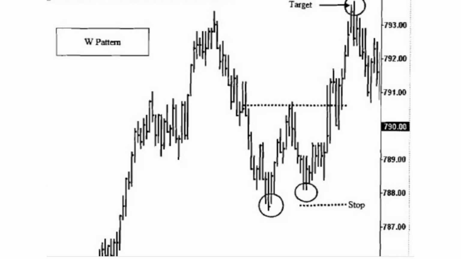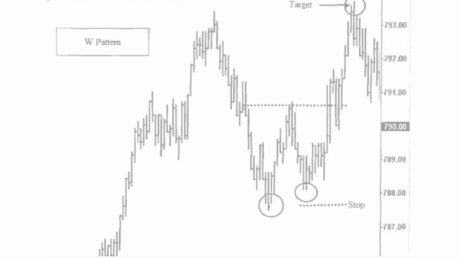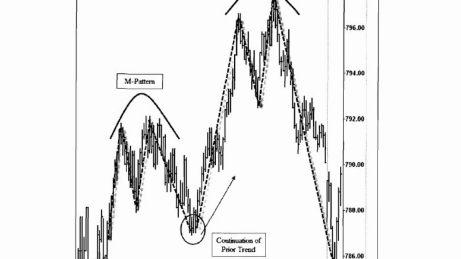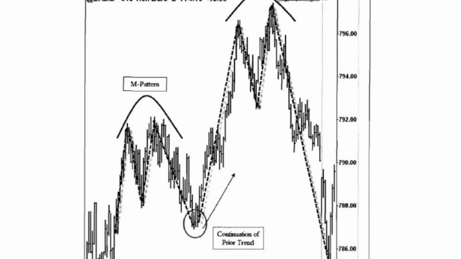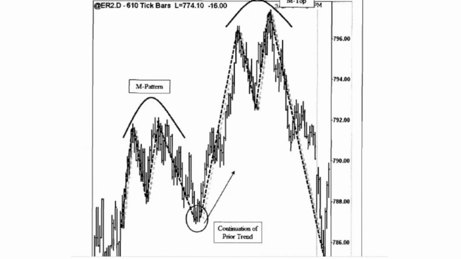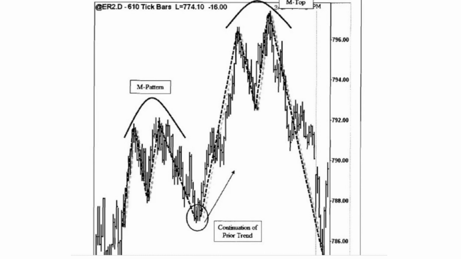Now let's have a look at the M pattern. This chart illustrates a combination of M pattern top. The M pattern is an occurrence where prices form an M-shaped pattern in a congestion zone prior to the trend continuation. M top is a clear top formation and a reversal of the trend.